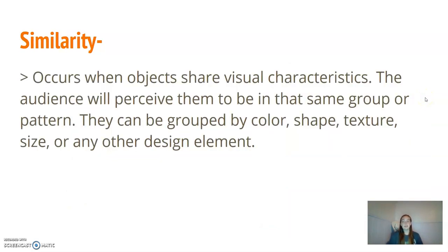Our next principle is similarity. It occurs when objects share visual characteristics, so the audience can perceive them to be in the same group or pattern. They can be grouped by color, shape, texture, size, or any other design elements. If you look at a picture of, say, two dogs, one's a Great Dane and one's a little Chihuahua, yes, they're both dogs, but they're not similar to each other. Now, if they were both brown dogs and had red collars, or both had their nails painted, I don't know, those can be perceived as similarities.